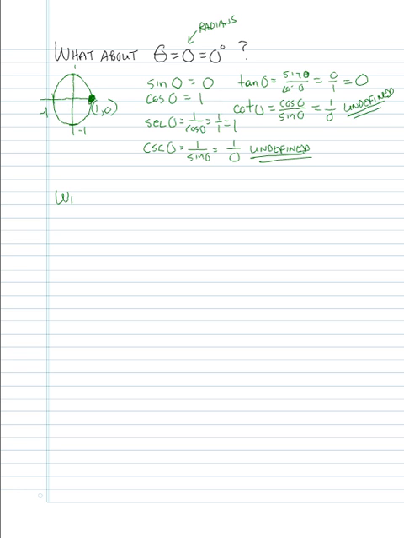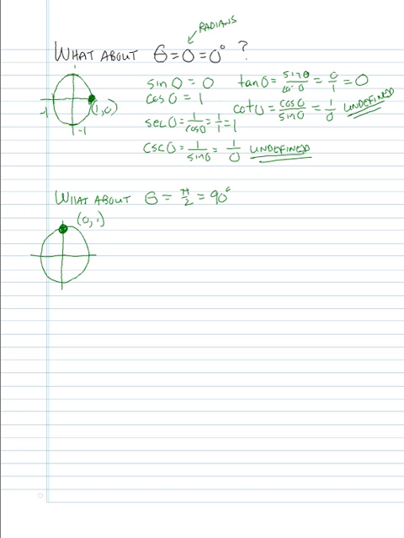Well, what about theta being equal to pi over 2, which would be 90 degrees, wouldn't it? So all we do is we consider the unit circle. Well, 90 degrees or pi over 2 puts us right here, doesn't it? And because this is a unit circle, then of course, the x-coordinate is 0 and the y-coordinate is 1, isn't it?